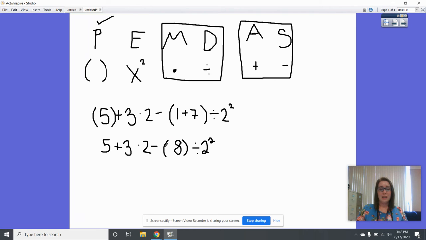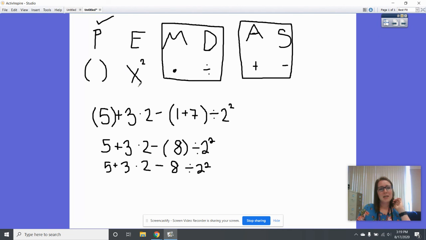Now, you'll notice I actually put a parentheses around the 8. Is there anything to do inside the parentheses? No, it's just the number 8. So I even could have written it like this: times 2 minus 8 divided by 2 squared. There you go. Could have written it like that.